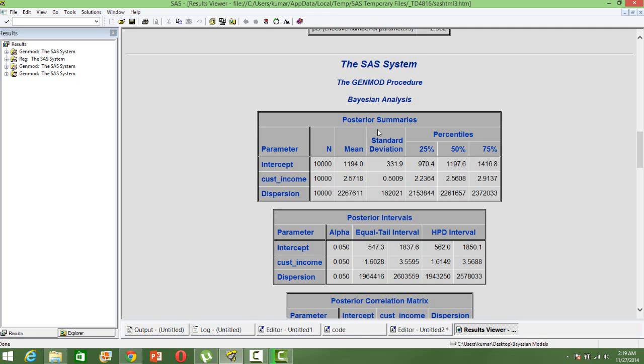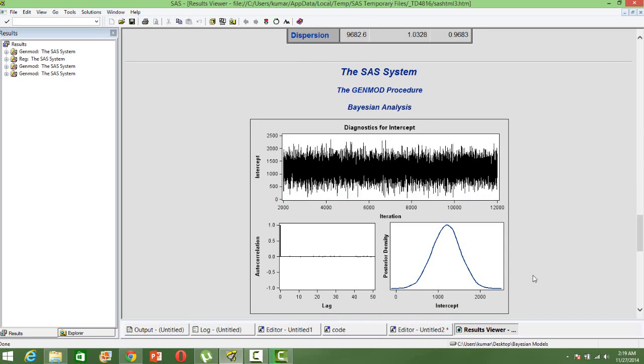There are two important things in the results of the Bayesian analysis. The first thing is the posterior summaries. By looking at the posterior summaries, you will get to know the slope coefficient as well as the intercept. The slope coefficient for customer_income is 2.57. Intercept is 1194.